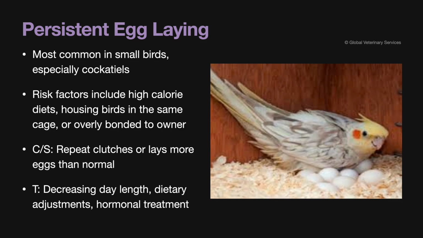Persistent egg laying is most common in small birds, especially cockatiels. Risk factors for this condition include high-calorie diets, housing birds in the same cage, or having a strong bond to their owner. The main clinical sign is repeated clutches or laying more eggs than normal. Treatments can include decreasing the bird's day length, dietary adjustments, and hormonal treatments.